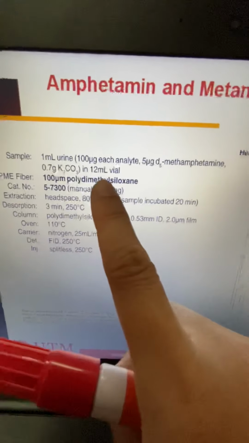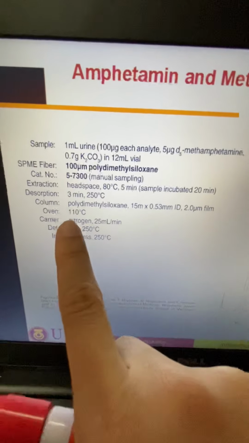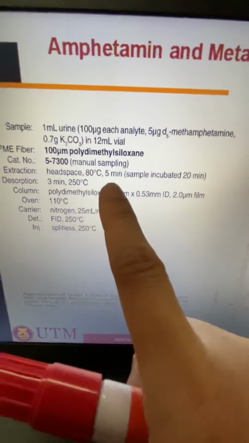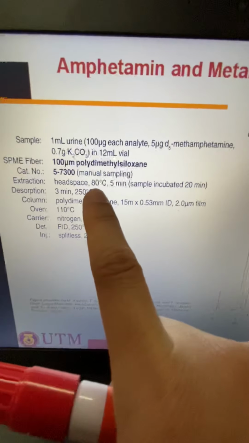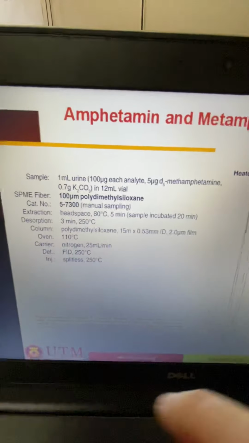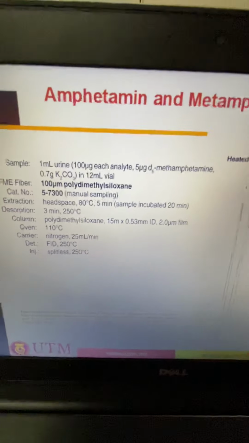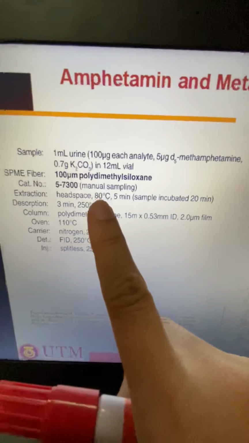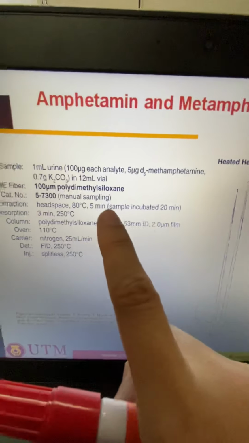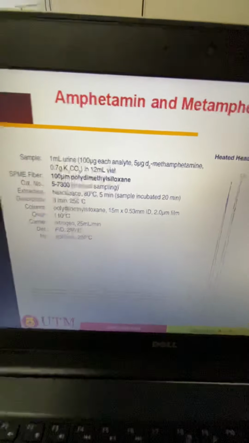So this is in urine. See, the fiber is polydimethylsiloxane. It's non-polar, nothing to do with ion exchange whatsoever. So this is how they do the extraction. They have to heat up to 80 degrees C because amphetamine is a drug that is not easily volatilized, but you can still volatilize it by heating. If you remember from the video, we can heat it. We incubate for 20 minutes, desorb for 3 minutes in the thermal desorption injector, and then you can go and do your GC.